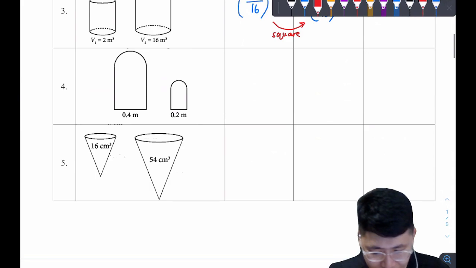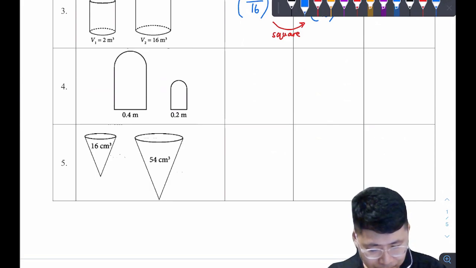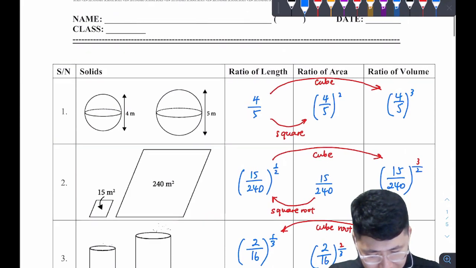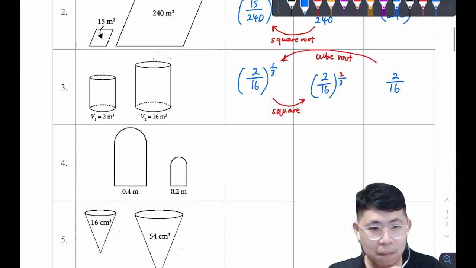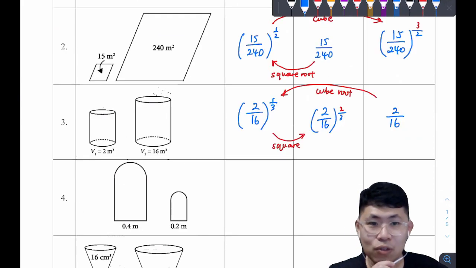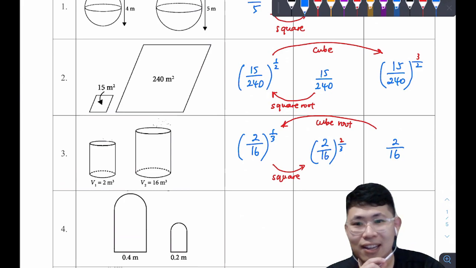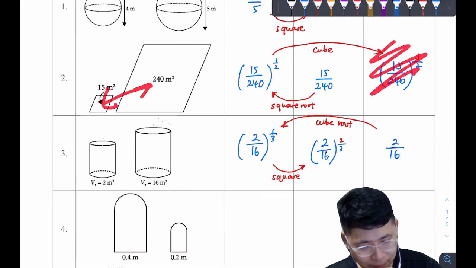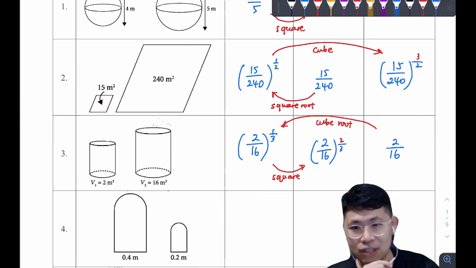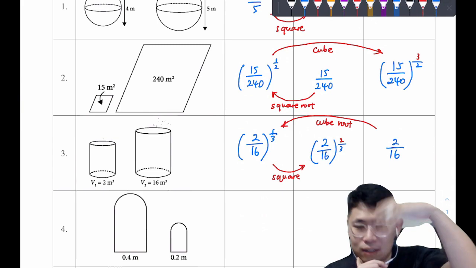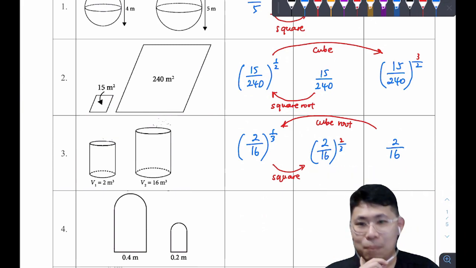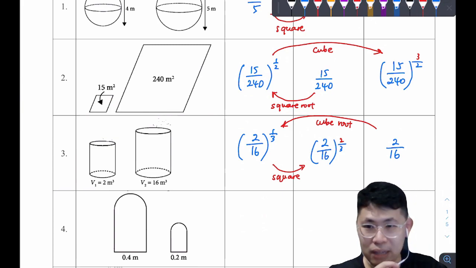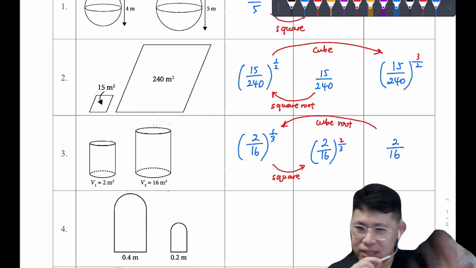Let's take a look at 4 and 5 just to really consolidate our idea. My apologies. For question 2, these are actually areas, correct? We don't have volume for these two shapes, so technically speaking, we can just ignore this. But let's say you are talking about a cube, a similar cube. So this is how we play with the whole process. We cube to find the ratio of a volume, such as the volume of a pyramid with the same base, that kind of thing.